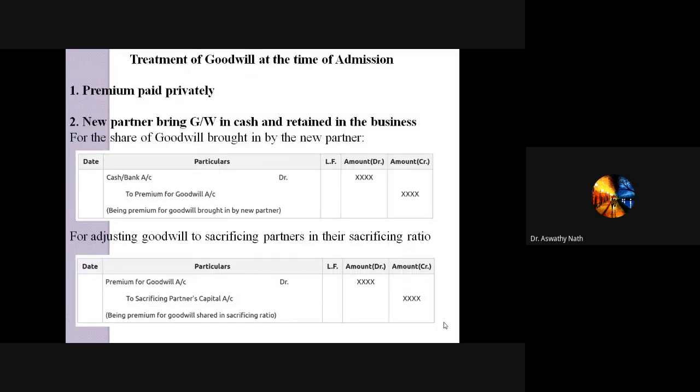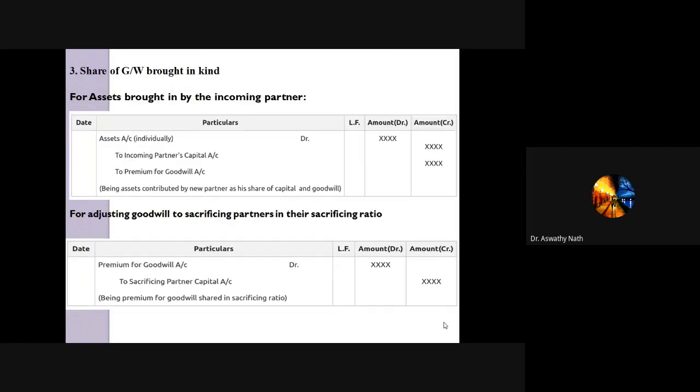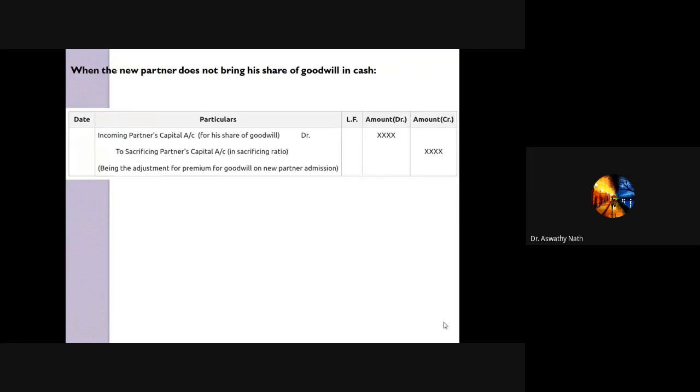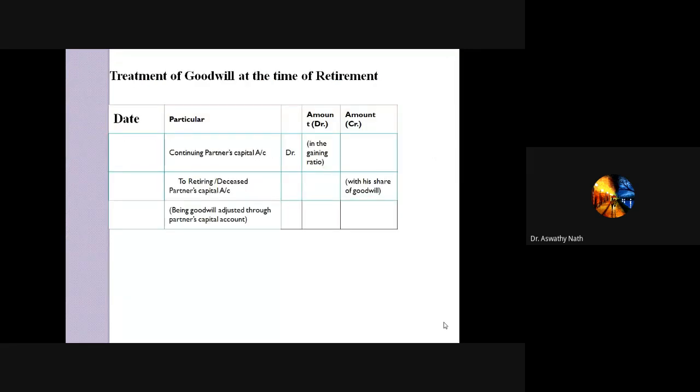So these are the cases, or the treatment of goodwill at the time of admission. First case, the new partner is bringing the goodwill in cash. Two journal entries are there, for the share of goodwill brought in by the new partner and for adjusting the goodwill to sacrificing partners in their sacrificing ratio. And the third case was the new partner bringing his goodwill in kind, or not being able to bring his share of goodwill in cash. In that case, the partner's capital account is debited and the existing partners', that is the sacrificing partners', capital accounts are credited.